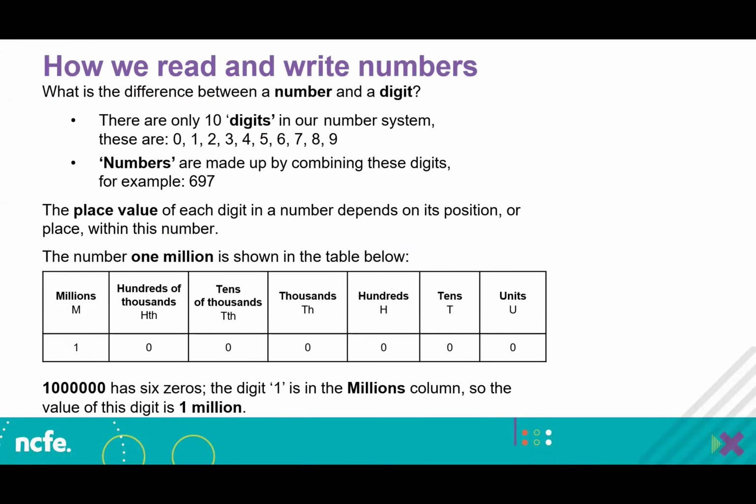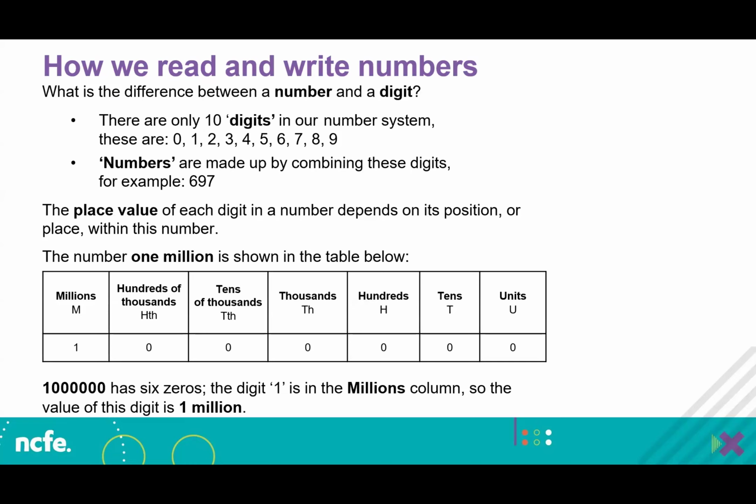So, how we read and write numbers. What is the difference between a number and a digit? There are only 10 digits in our number system. These are 0, 1, 2, 3, 4, 5, 6, 7, 8, and 9. Numbers are made up by combining these digits. For example, 697. The place value of each digit in a number depends on its position or place within this number.